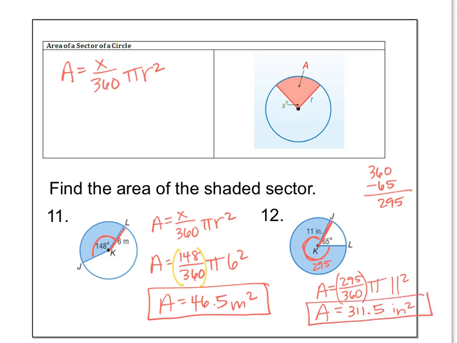Cool, that was a lot of information. We did trapezoids, rhombi, kites, circles, and sectors. That's a lot of formulas, but just look back at your notes.